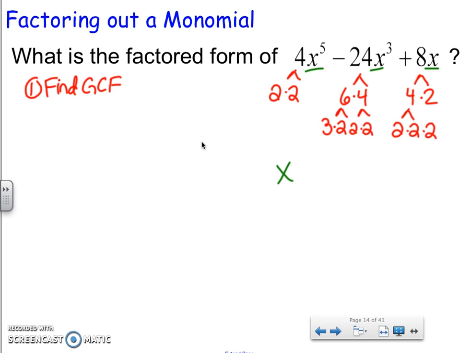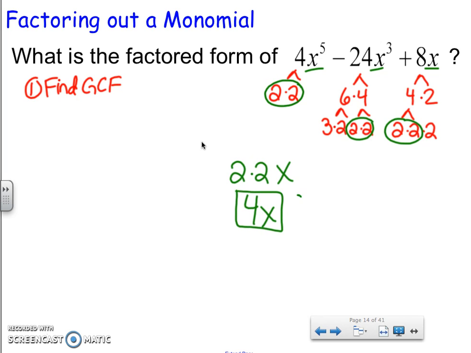And then let's see what they have in common. We've got 2 2's, 2 2's, and 2 2's. So 2 times 2 would be a 4. So 4 is going to be your GCF. Okay? So once you have found your GCF, now what you have to do is put it on the outside. So 4x. Okay?